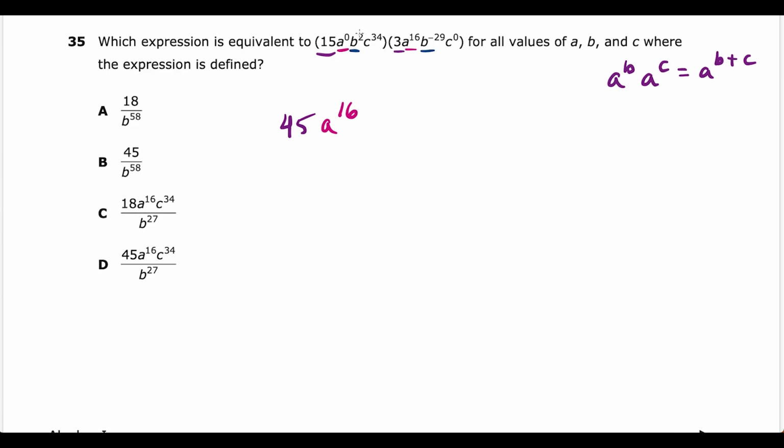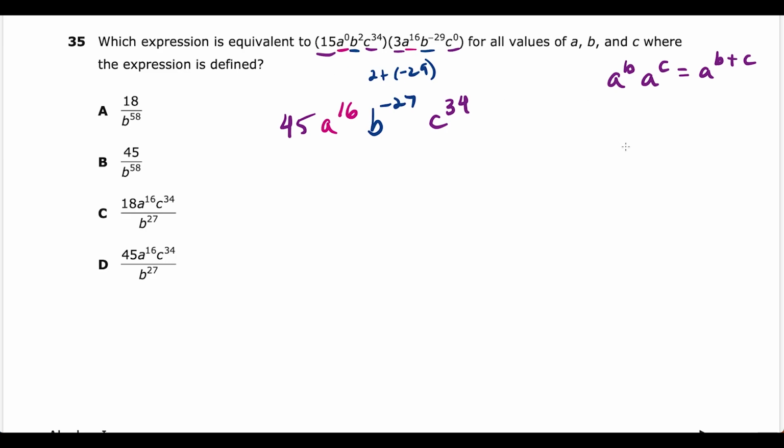We have b to the second times b to the negative 29. And if we do 2 plus negative 29, that would give us negative 27 as our exponent of b. And now I'll switch back to purple here. We have c to the 34 times c to the 0. When you add 34 and 0, you're going to get 34. But then you look at the answer choices and you're like, oh no, my answer is not there.